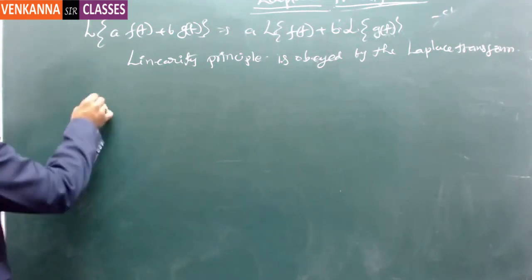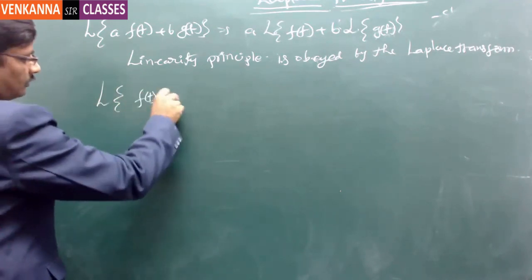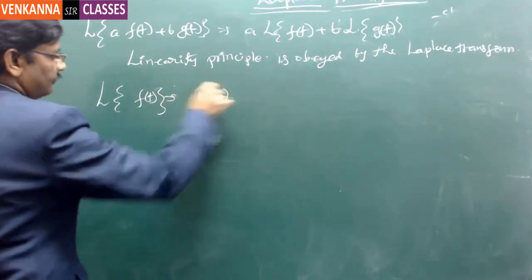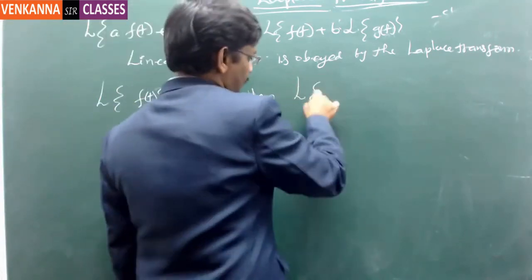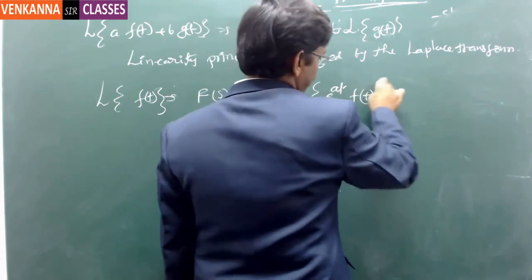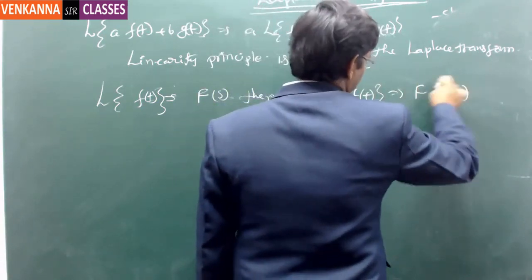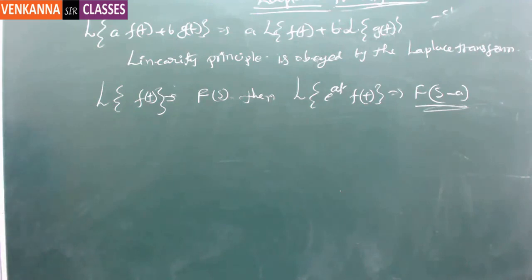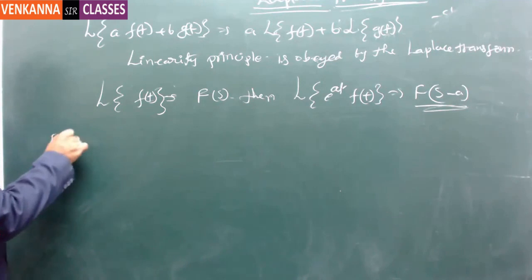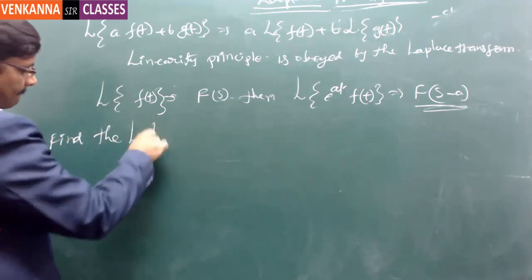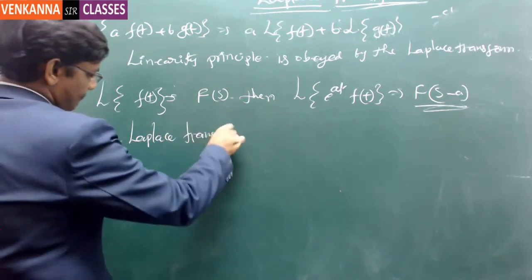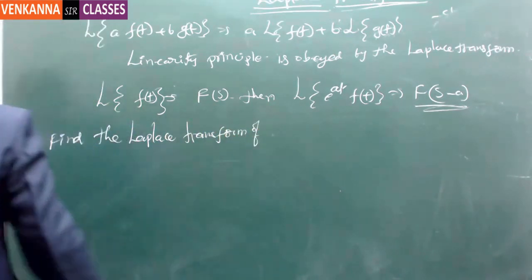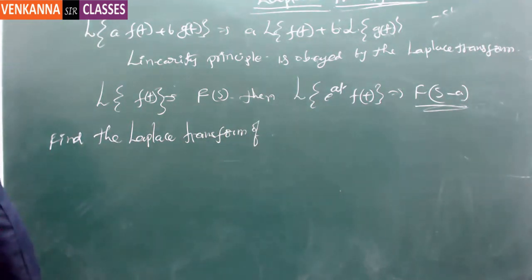The first shifting property is anyway known. That is, if the Laplace transform of f of t is equal to F of s, then the Laplace transform of e power at into f of t is nothing but F of s minus a. The first shifting property. Now, the second shifting property I am going to discuss tomorrow. Based on this understanding, try to find out some of the Laplace transforms. Find the Laplace transform of sin 2t, sin 3t.